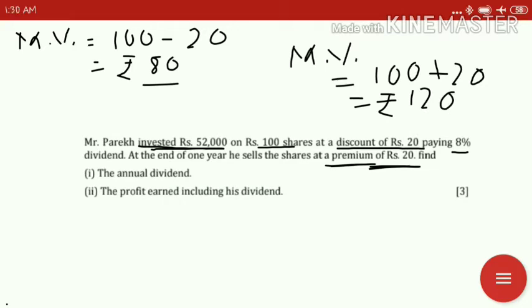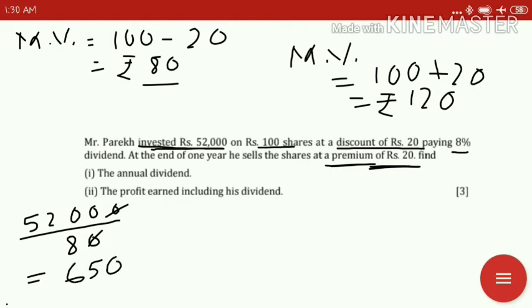Now you can see that again the number of shares is not given. So you can easily find out the number of shares by dividing the investment by the market value. So if you do so, then you can find out the number of shares, that 52,000 by rupees 80 as the market value. 00 will be cancelled out. Now if you divide 5200 by 8, you will get 650. So 650 number of shares he has purchased.